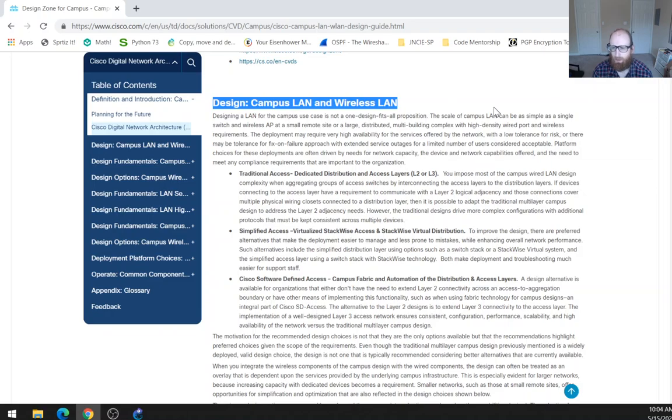To improve the design, there are preferred alternatives to make the deployment easier to manage and less prone to mistakes while enhancing overall network performance. Such alternatives include the simplified distribution layer using options such as a switch stack or a StackWise Virtual system, and the simplified access layer using a switch stack with StackWise technology. Both make both deployment and troubleshooting much easier for support staff.